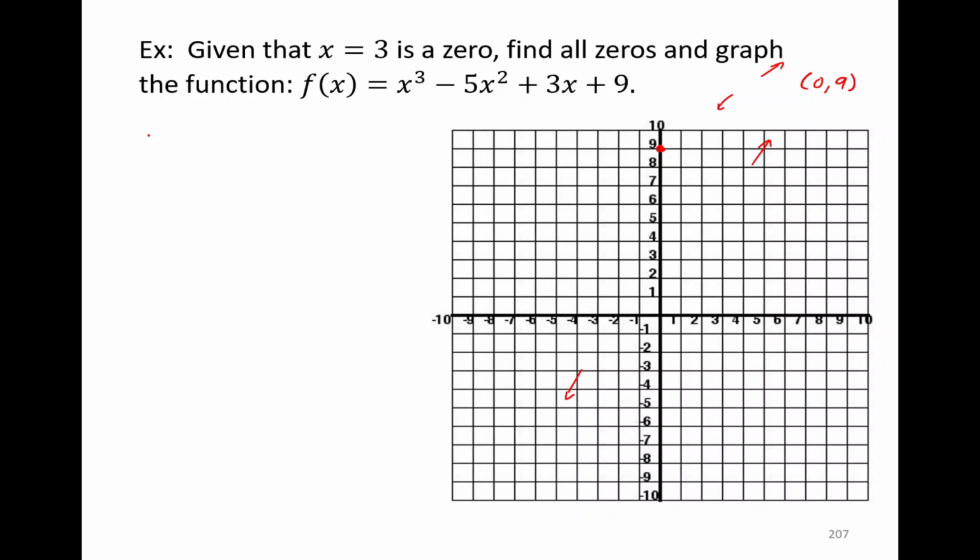Now let's take that zero, x equals 3, and we're going to do synthetic division. Take our coefficients of 1x cubed minus 5x squared plus 3x plus 9. Our synthetic division will bring down the 1 first, that leading coefficient, so 1. And we're going to multiply by the zero we have, x equals 3. So 3 times 1 is 3. And add that to the negative 5 that I have, so negative 5 plus 3 is negative 2.